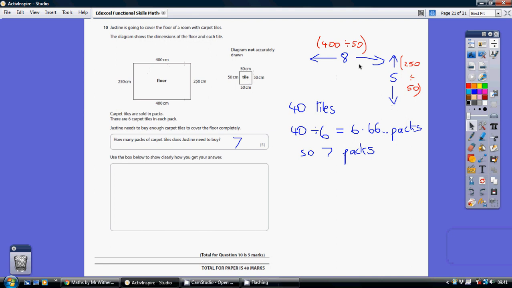How many tiles is that altogether? Well, 8 fives are 40. So I need 40 tiles altogether.